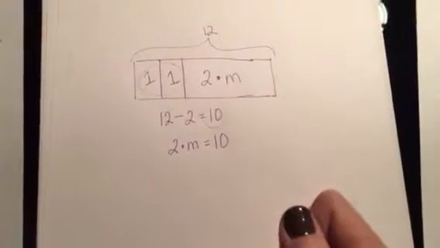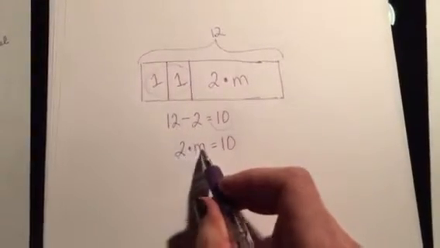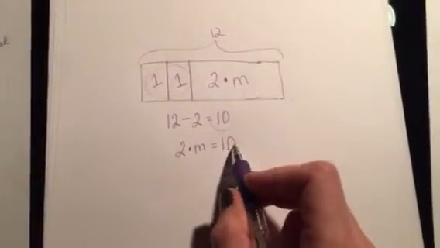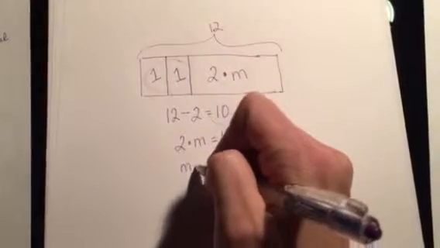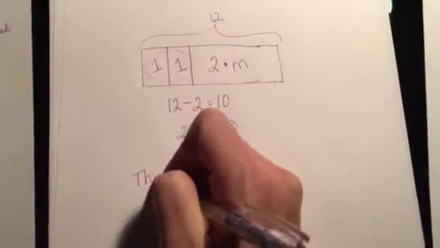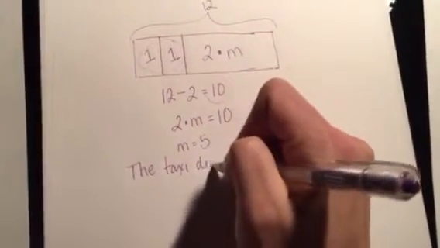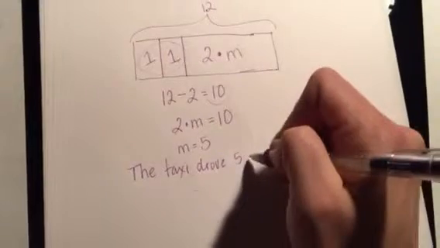You could really just look at that equation and say, hey, I know that 2 times 5 equals 10. So that must mean the number of miles was 5. So we could put that in a statement. The taxi drove 5 miles.